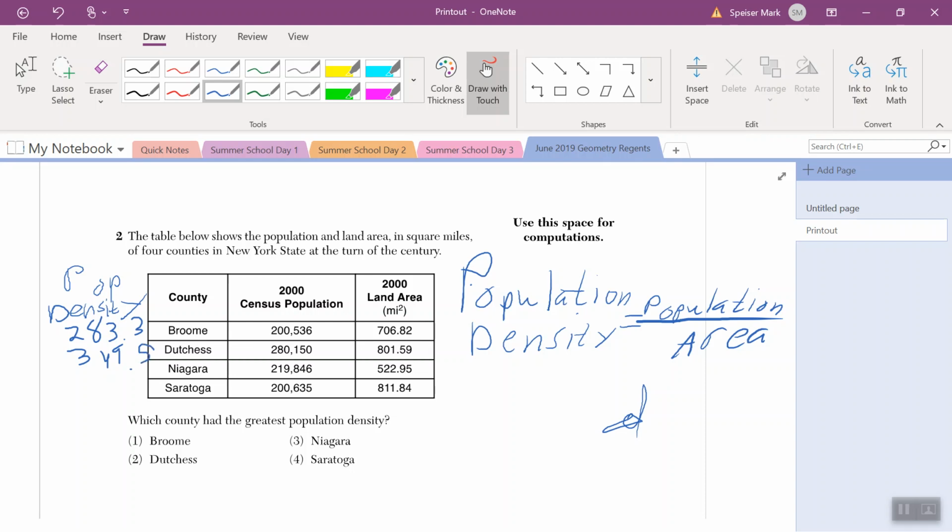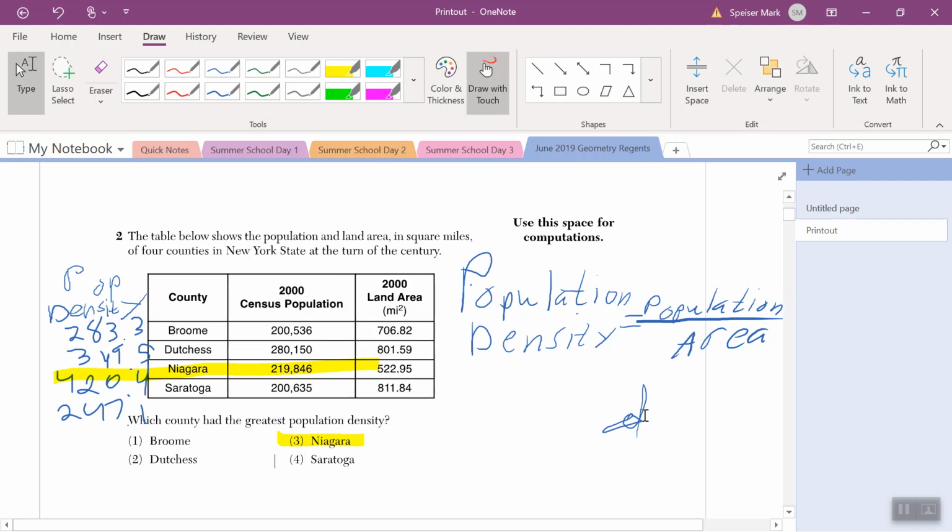Then you do Niagara, 219.846 divided by 522.95. You get 420.4. And then the last one, 200,635 divided by 811.84, and I get 247.1. So the greatest one is Niagara, choice number 3.